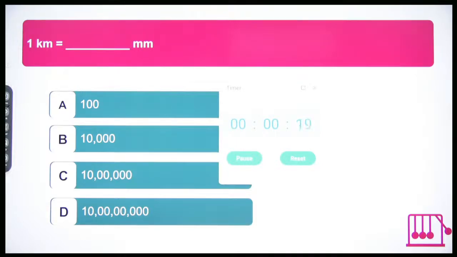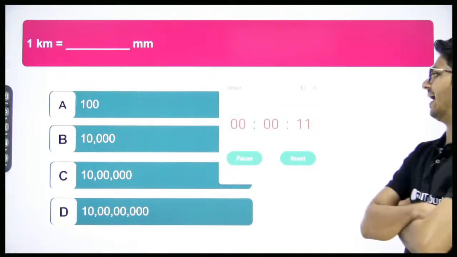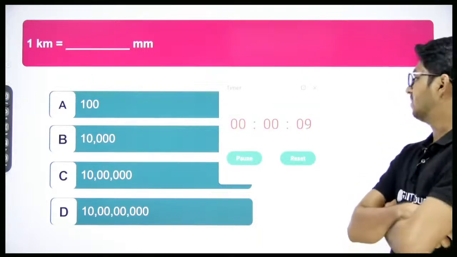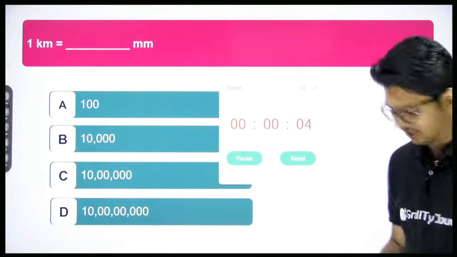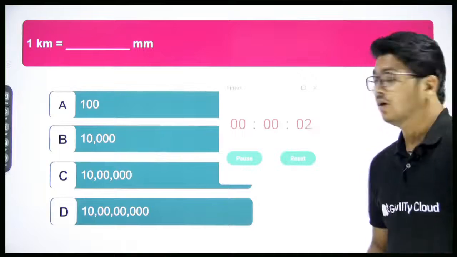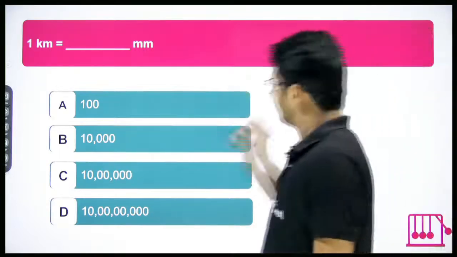20 seconds more. You have to focus on the number of zeros. Be careful with that. The conversion is between kilometers and millimeters. Okay. 5 seconds more. 3, 2, 1, and the time is up.